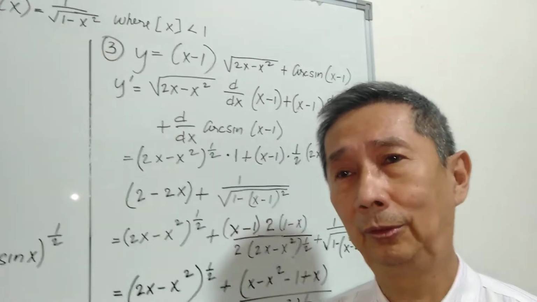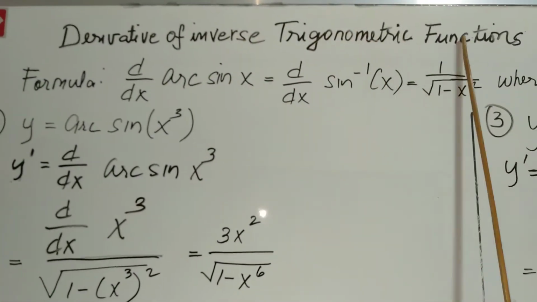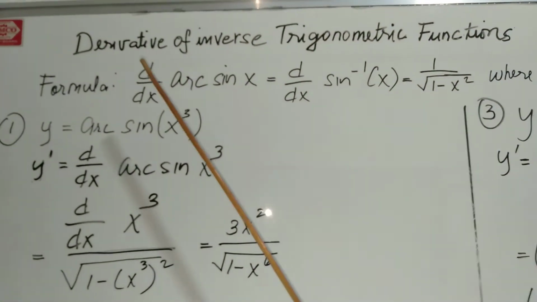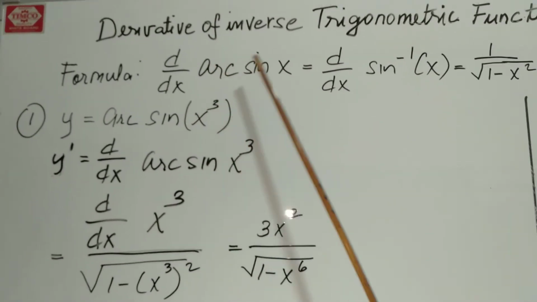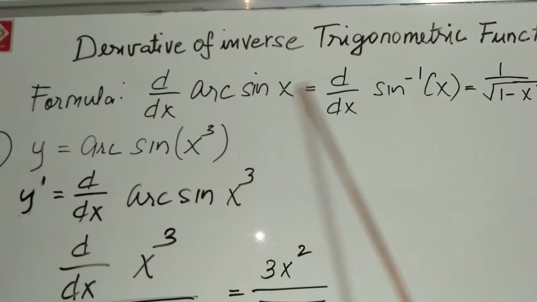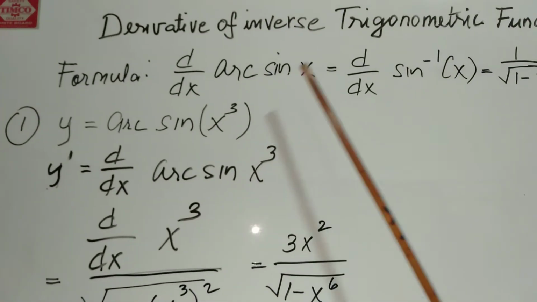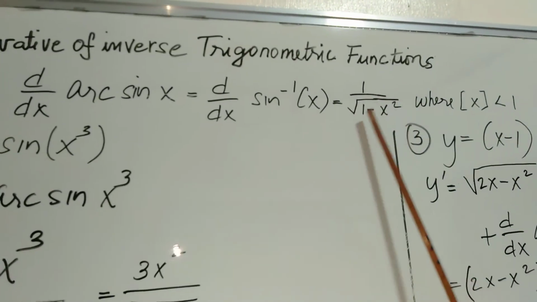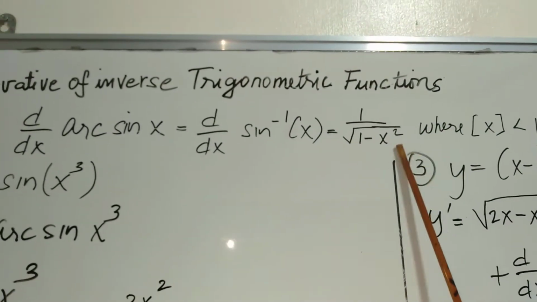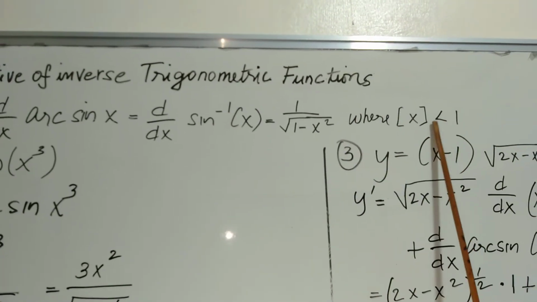Today we're going to study the derivative of inverse trigonometric functions, and we'll focus on the derivative of arcsine x. The formula for that is 1 over the square root of 1 minus x squared, where the absolute value of x should be less than 1.